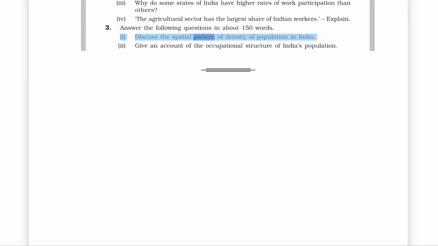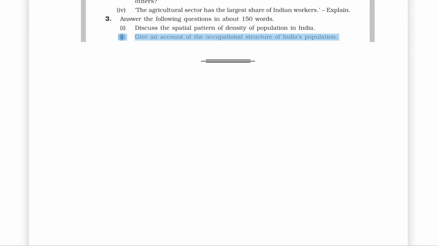3. Answer the following questions in about 150 words. I. Discuss the spatial pattern of density of population in India. 2. Give an account of the occupational structure of India's population.